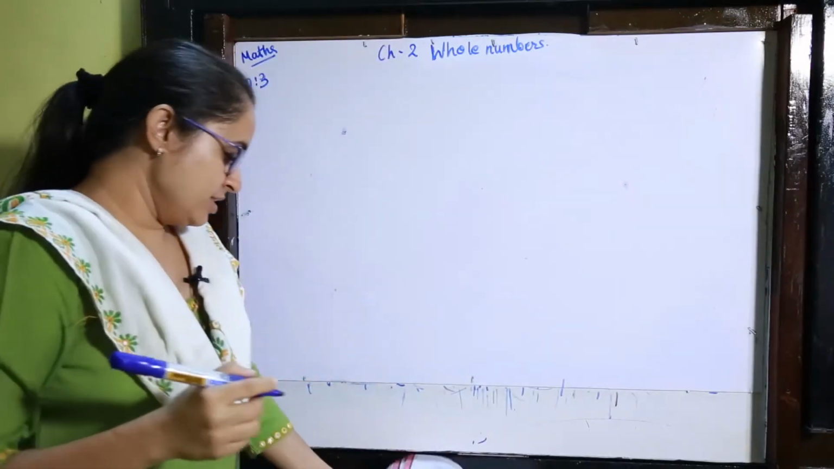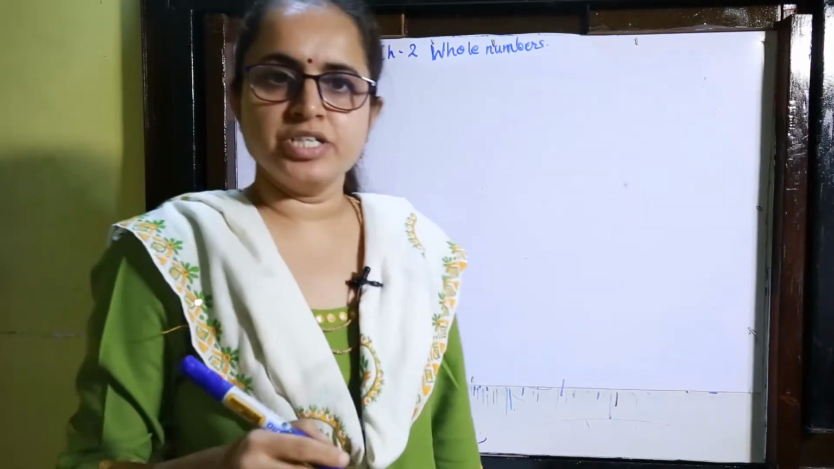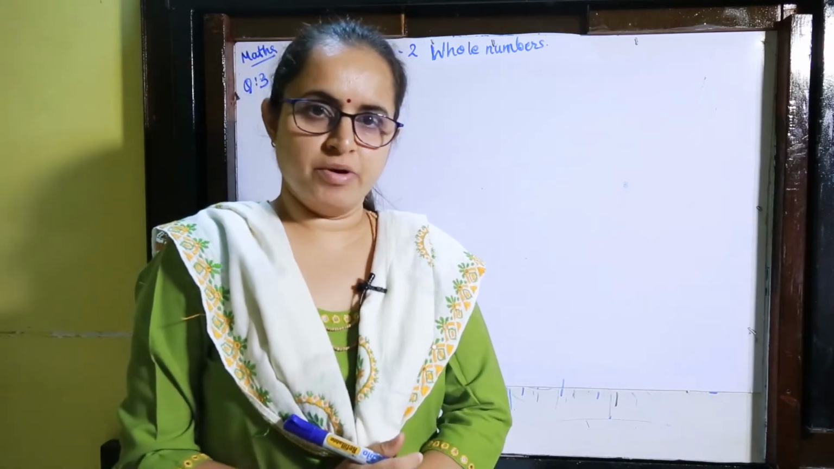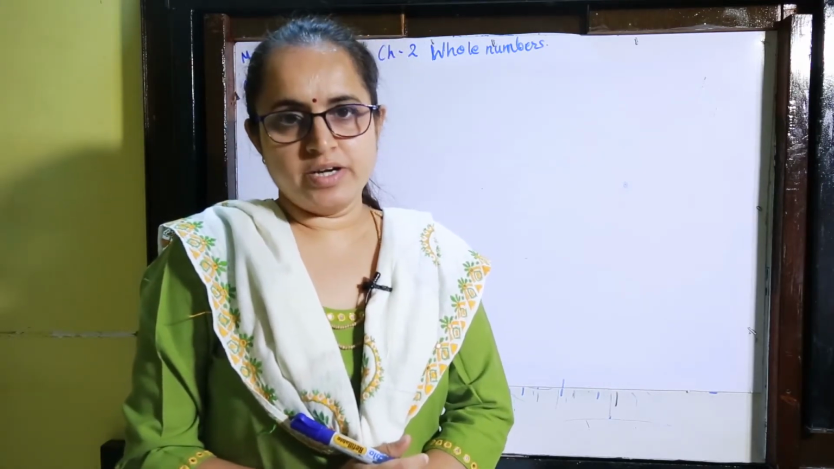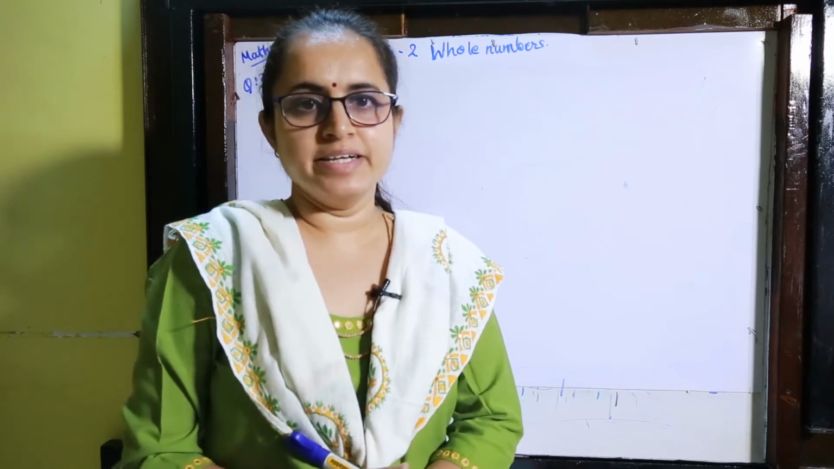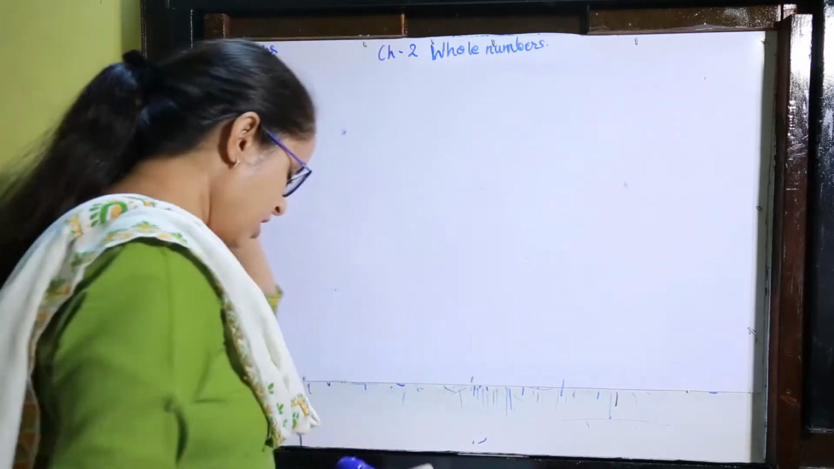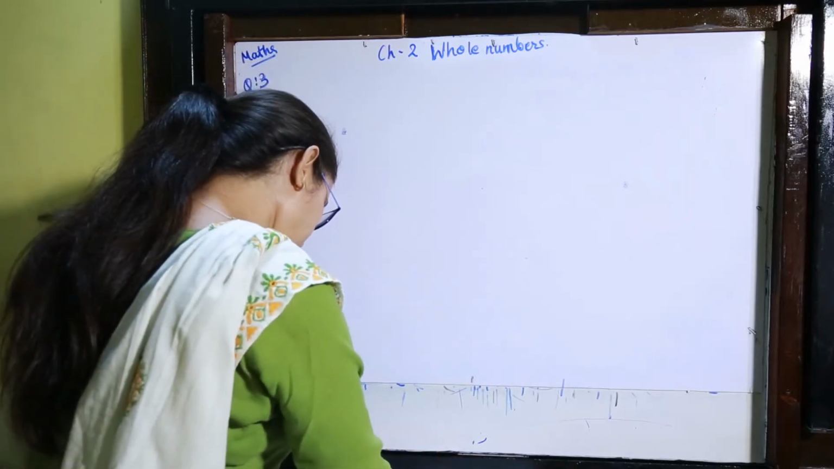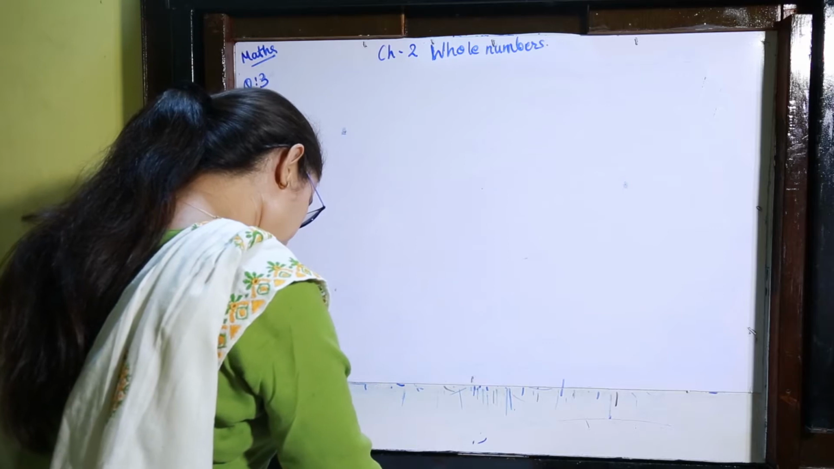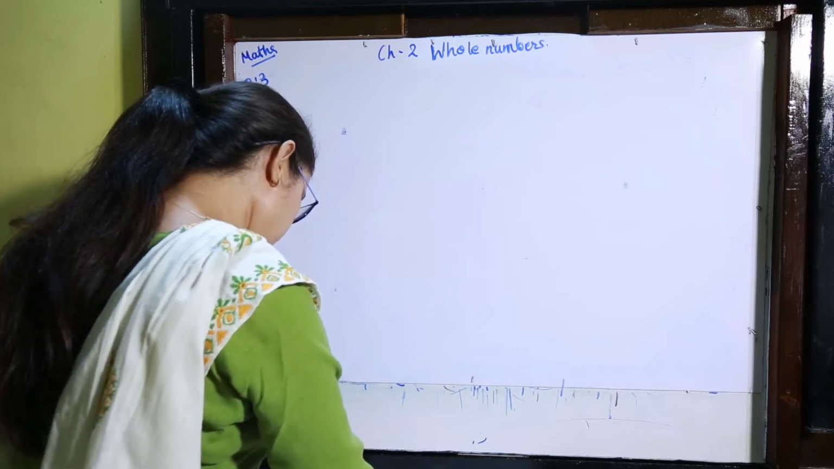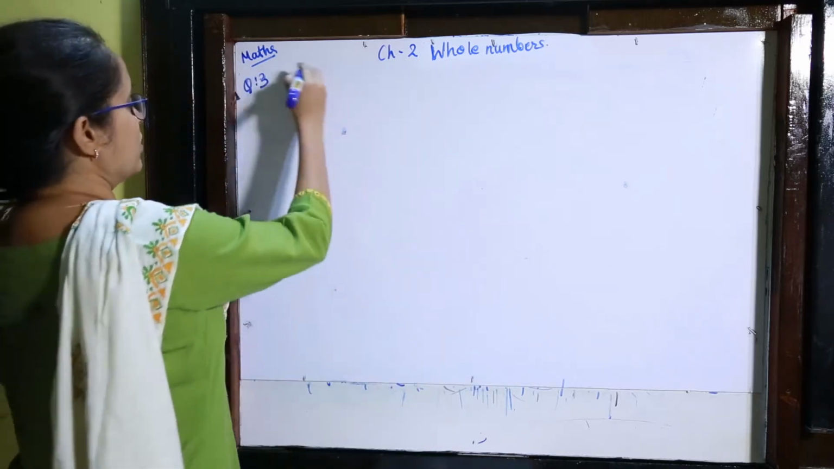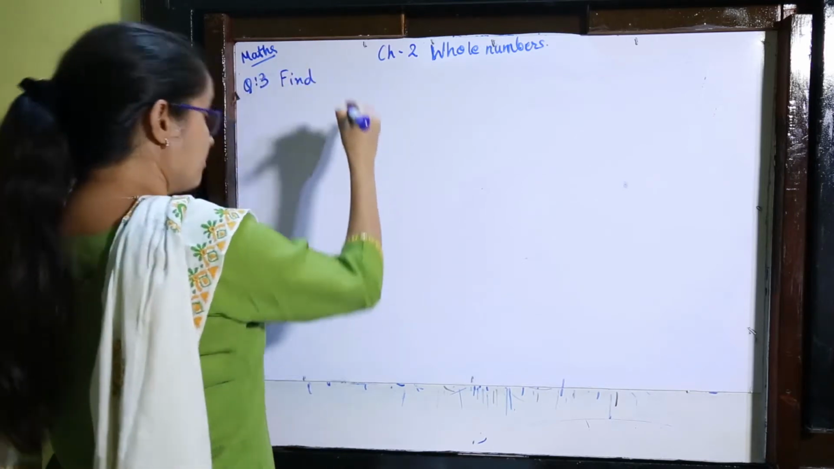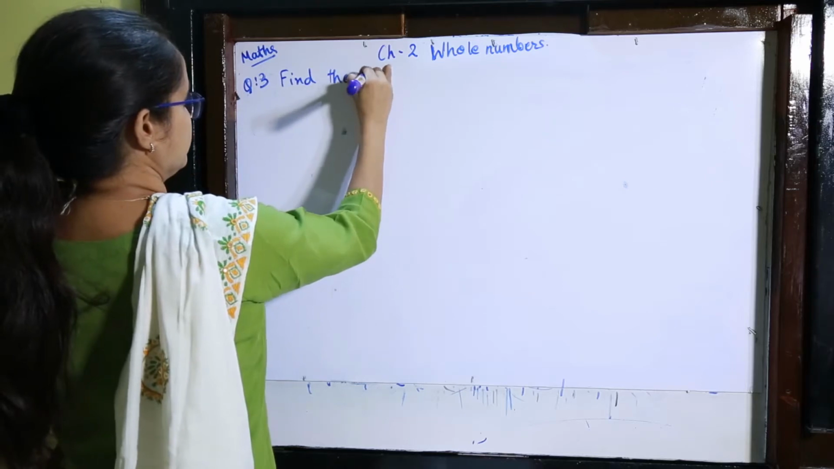Now, as we have studied the associative property of addition and subtraction in exercise 2.2, in exercise 2.2, question number 3 is related to the distributive property. Okay, so write down along with me: find the value of the following.